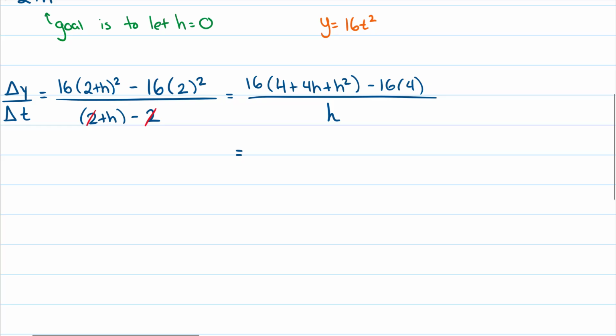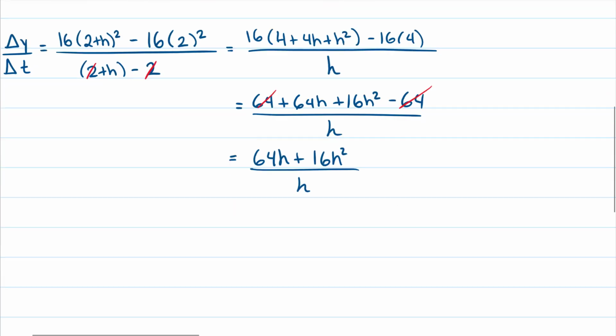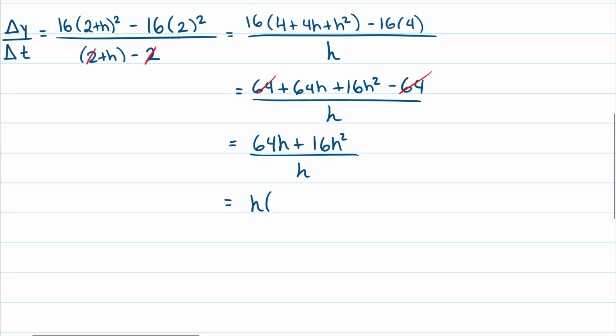So now we just do a little simplifying, and you should recognize this from an Algebra 2 or Pre-Calc class. So this is 64 plus 64h plus 16h squared minus 64, all divided by h. Now these 64's are going to cancel off, and you get 64h plus 16h squared, all divided by h. And now from the numerator, we can factor out an h. So you get 64 plus 16h over h. These are going to reduce off, and you get 64 plus 16h.